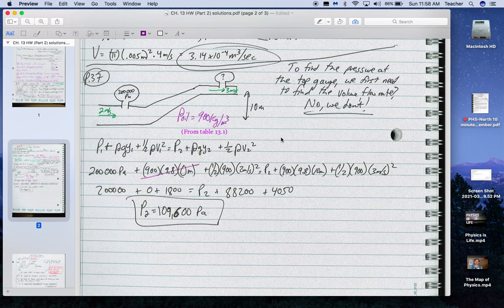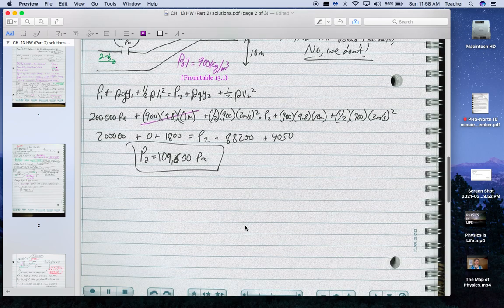So this is the lowest height, so I can just cross that out. That's going to be 0. 1/2 density times v squared equals P2, which is what we're trying to find out. Rho GH, 1/2 rho v squared. I like to show all these different parts here before I add them up. And I end up getting P2 would be 109,600 pascals.